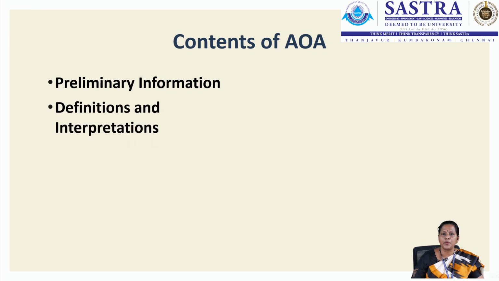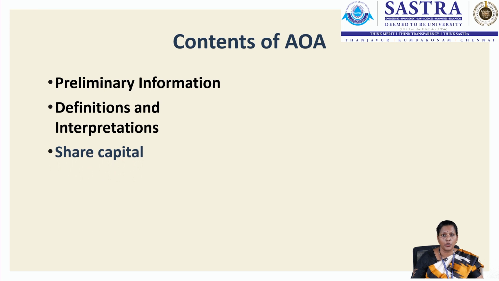Under definitions and interpretations, the company would be giving definitions of the various terms that it has used in the article of association, and they will also give interpretation of various rules and regulations which they have mentioned in the article of association, because the idea is that whomsoever reads the article of association should understand the meaning of the rules and regulations. In order to make the understanding better, they give interpretation of the various rules and regulations which they have mentioned.